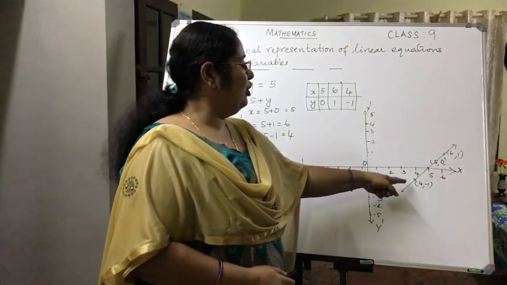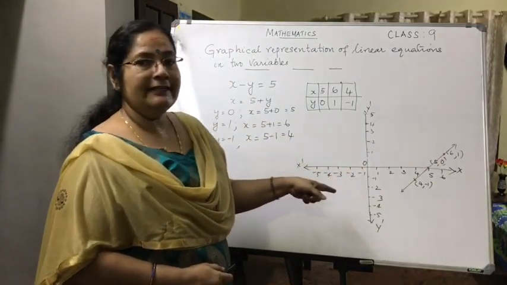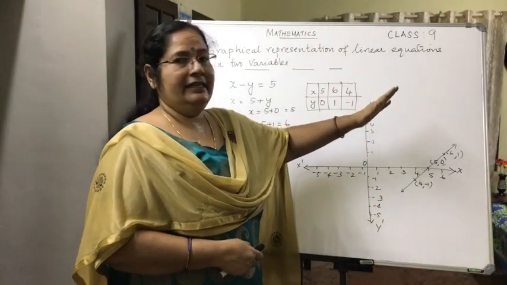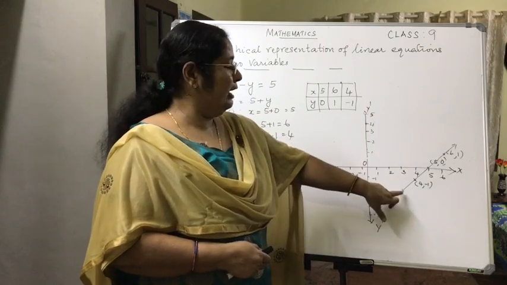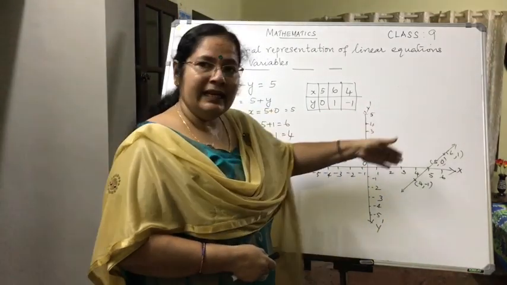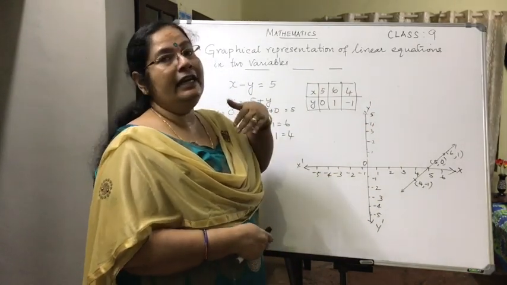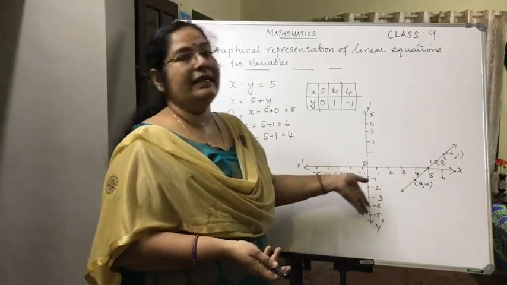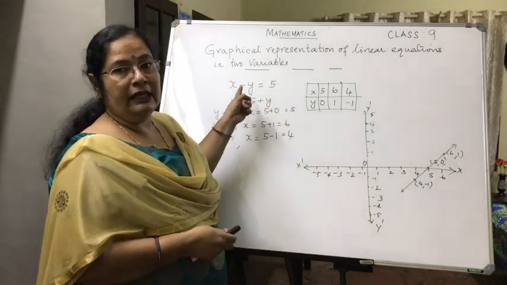Now I have joined all these points and I have extended the line. That is why this arrowhead is shown. This means that the arrowhead shows that this line is infinitely extending itself on both sides. So this line will represent the graph for this particular equation.